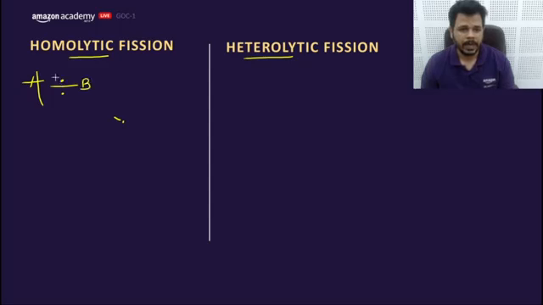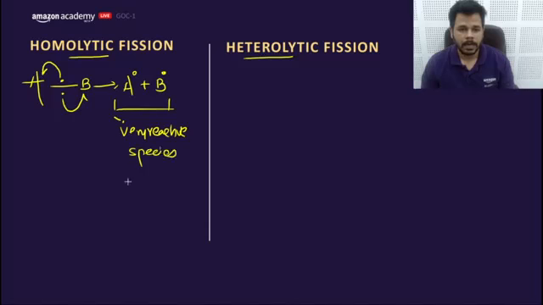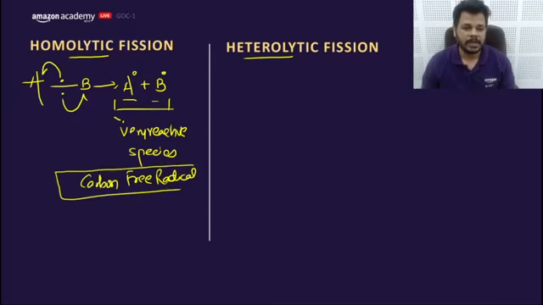When a bond breaks, one electron is given by A and the other by B. It breaks like that only, and it forms what? Radicals. These are very reactive species, and they are called free radicals. Considering A and B are carbon, we can say these are carbon free radicals. The smallest example of a carbon free radical is CH3 dot. So if a bond breaks homolytically, radicals are formed.